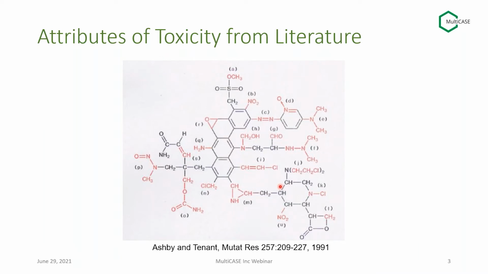First, do we need computers at all? We have this famous picture from a famous paper by Ashby and Tennant, almost from 20 years ago, and it pretty much shows that if you have those features, which are highlighted in red, that might mean that your chemical is carcinogenic and mutagenic. So if you just remember those features, maybe you don't even need to do QSAR analysis. You just identify the feature and that's it. That's at least a common, I would say, misconception.